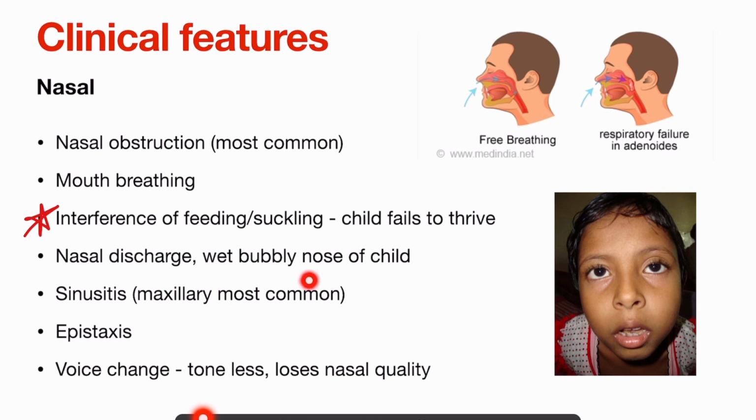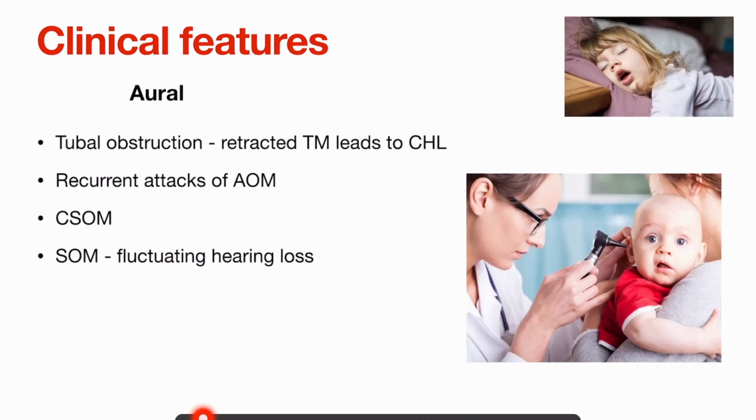There can also be nasal discharge, a wet bubbly nose in the child, and sinusitis. Maxillary sinusitis is the most common. That is, the patient can present with nasal obstruction, with adenoiditis, and with sinusitis also. Epistaxis, and there can be voice change with less tone, losing its nasal quality. So these are the nasal clinical features. Now let us look at the oral clinical features.